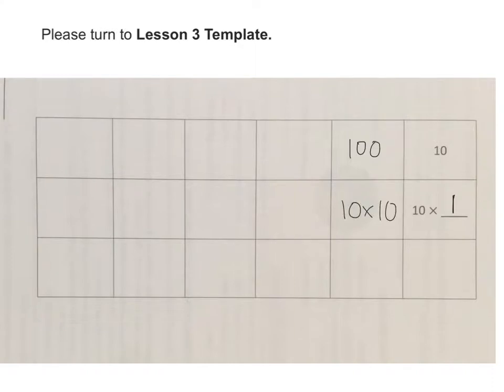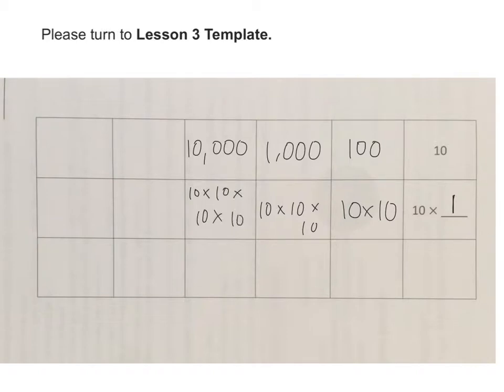10. Okay. Now over here, if I have the tens, the hundreds, what's the next one going to be? 1,000. 1,000 is equal to 10 times 10 times 10. Would you agree? Yeah. What's the next adjacent place value going to be? 10,000. Okay, let's write that at the top. And how many times do I have to multiply 10 to get 10,000? That'd be 10 times 10 times 10 times 10.